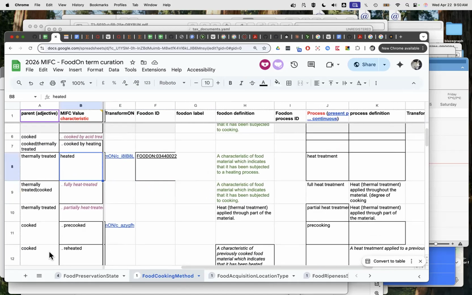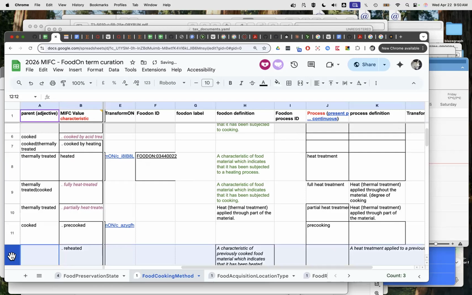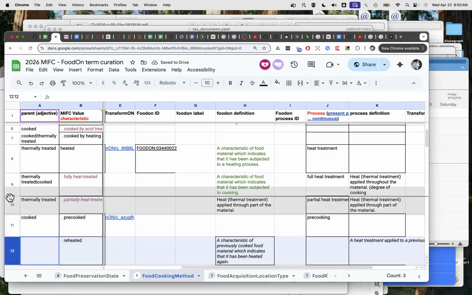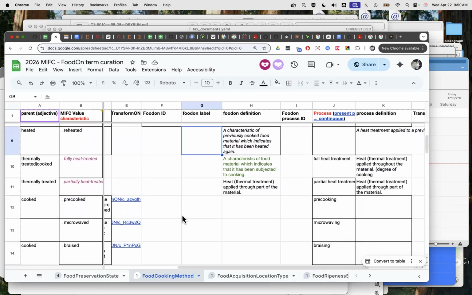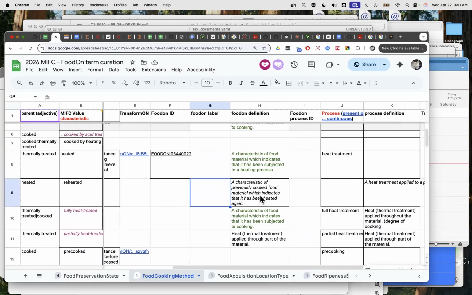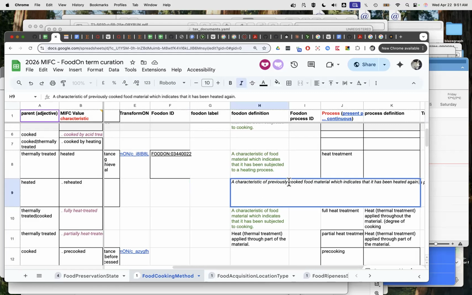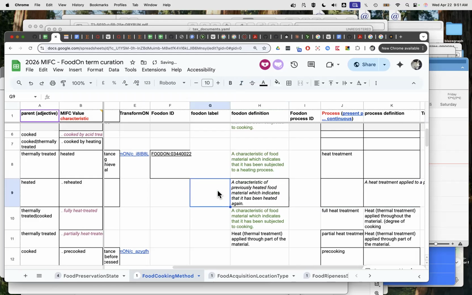It could be cooked, but let's be more general and just put it under heated. Oftentimes it'll be cooked, but that doesn't mean it's always cooked. This is always true, but the other was not always true. Okay, good. So then just change the definition to a characteristic of a previously heated food. Nice. The computers will like us.